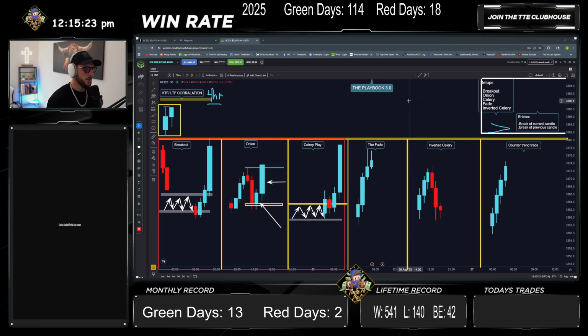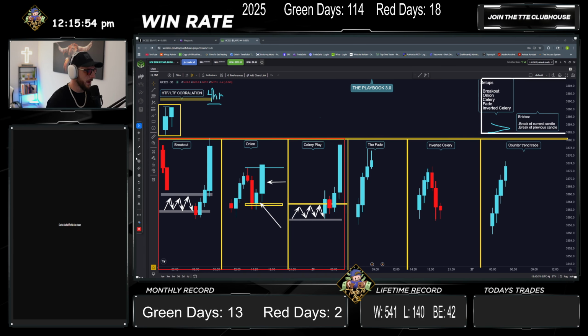So now we're going to get a little bit more into more in-depth, experience type ideas and concepts. Again, if you're new to this strategy or just new to trading in general, I would focus mainly on the breakout, the onion, and the celery play to begin with, right? Just build your foundation there, like I built my foundation there. And then as you get more chart time and experience, that's when you can dive into these positions here, right? So let's talk about the fade.